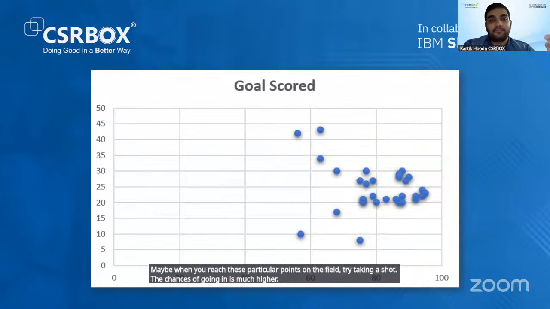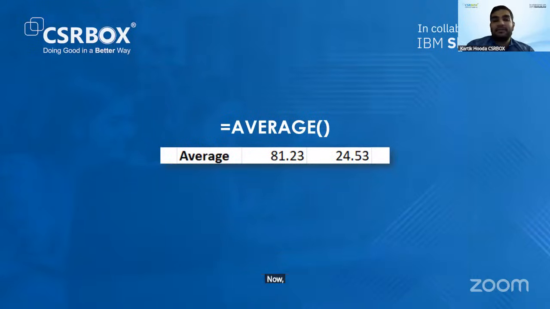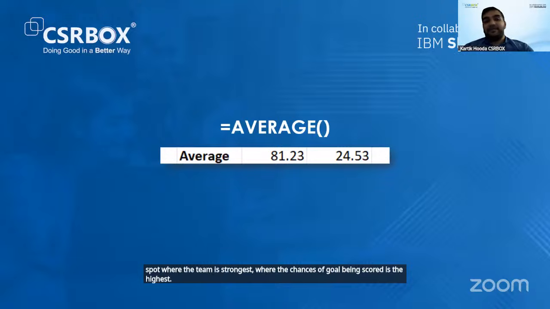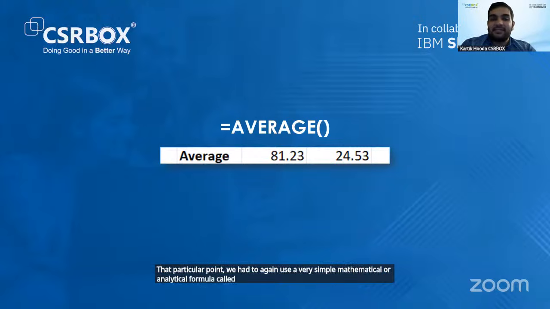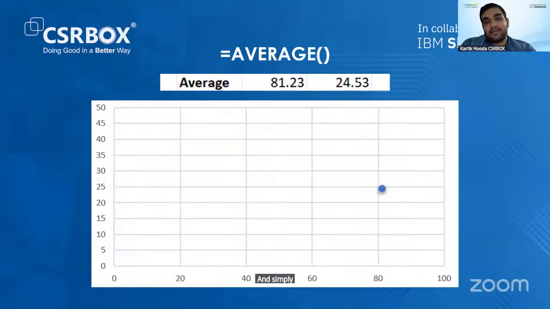You might score. Now, let's take one more thing. Now we had these several points on the sheet where the goals were scored. But let's say we wanted to find the one strongest spot where the team is strongest, where the chances of a goal being scored is the highest. For that particular point, we had to again use a very simple mathematical or analytical formula called average. We'll find an average of all our points and simply again plot it on the graph.